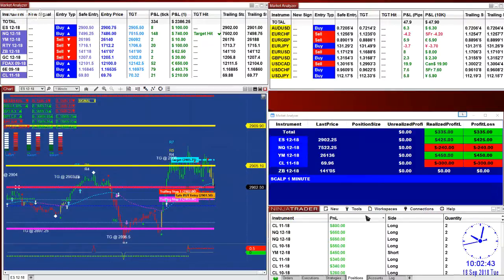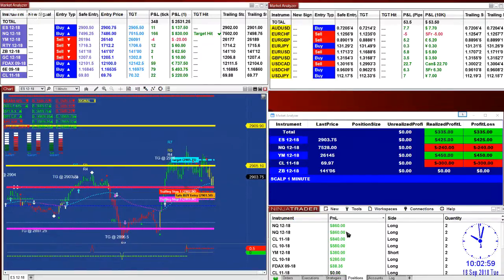At the Ninjatrader 8 controller here, you can see the swing trading. And these are three different automated systems here: the price action, the scalper, and the swing trading.